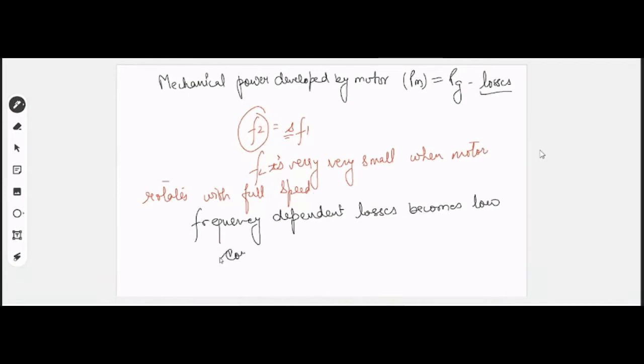Basically core losses are the frequency dependent losses, right? So that's why what we do, we exclude these core losses from this losses and we only consider the copper loss, right?